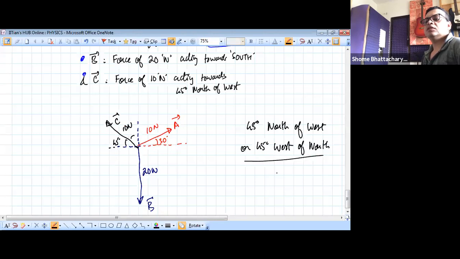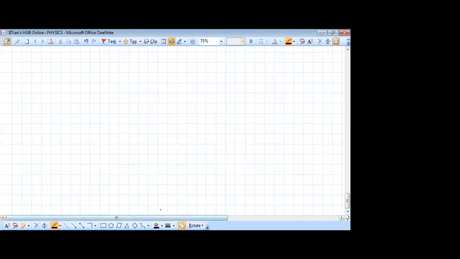Just as 30 degrees north of east is the same as 60 degrees east of north, because this angle is 60. So this is the diagram that I expect from you. Freehand drawing, you can just do something like this. Okay. So let me make a more accurate diagram, but it's the same thing.